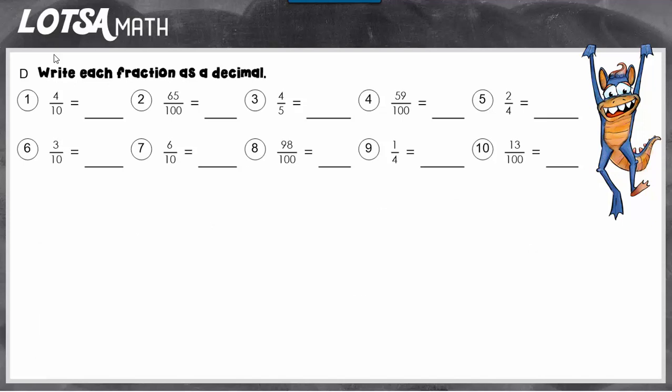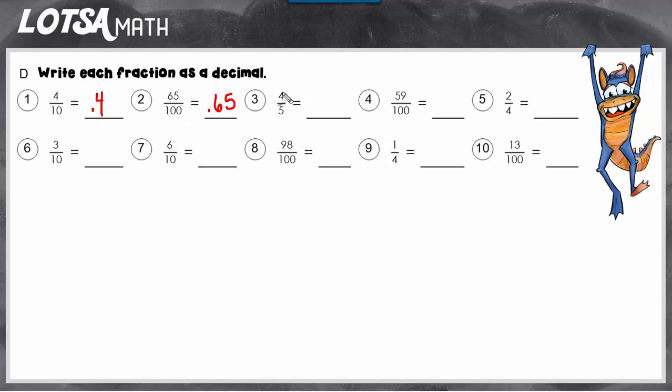On number 1, 4/10 would just be a 4 in the tenths place, 4/10. On number 2, we have 65/100. Well, remember, a fraction can sound exactly like a decimal. So if this is 65/100, the decimal version is 65/100.